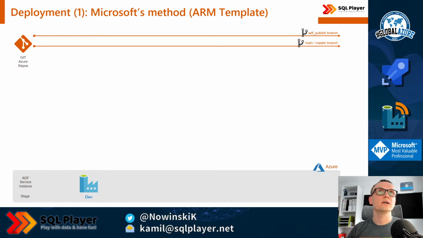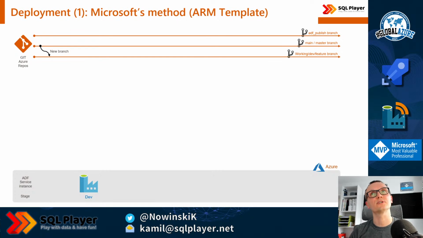Let's first take a look at the Microsoft method, using ARM templates. I suppose that we have our target Azure Data Factory, and we have a Git repository. When we set up Azure Data Factory with our Git repository, we can work with many branches. Let's say that we start with the master branch, and then as a developer, we create a new branch, our working branch. In that moment, you use a separate instance of Azure Data Factory. You are working in Git mode.